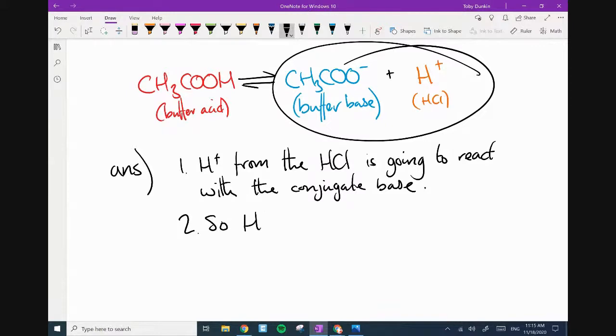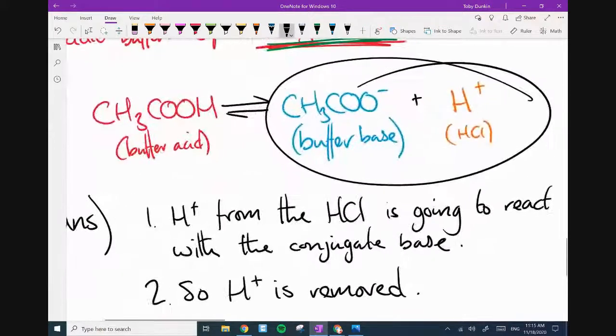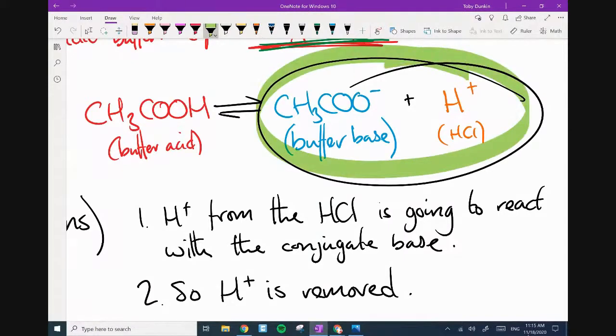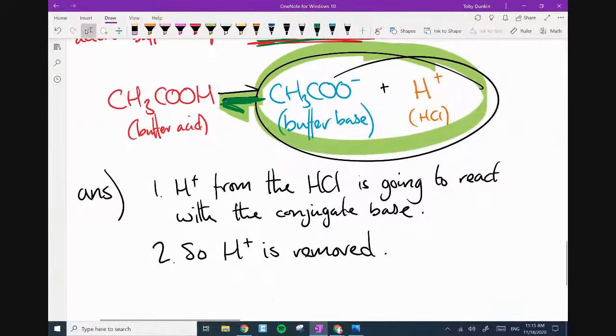So H plus is removed. Now it's removed because of what this reaction is going to do. I'm going to try and color code this. The reaction that's now happening is going to push the equation in that direction. It's not very clear, is it? Because my line was too fat. It's going to push the equation in this direction. And the H plus gets removed.